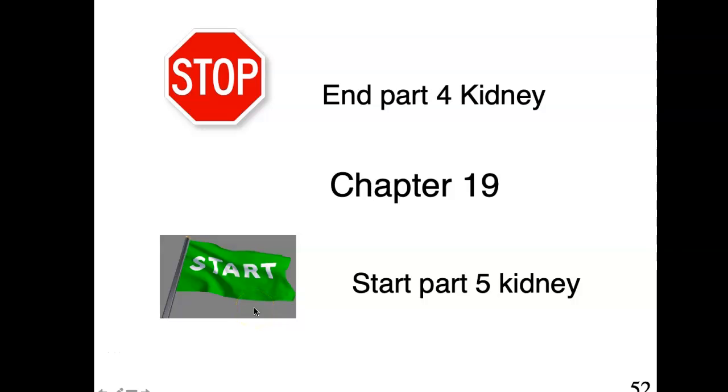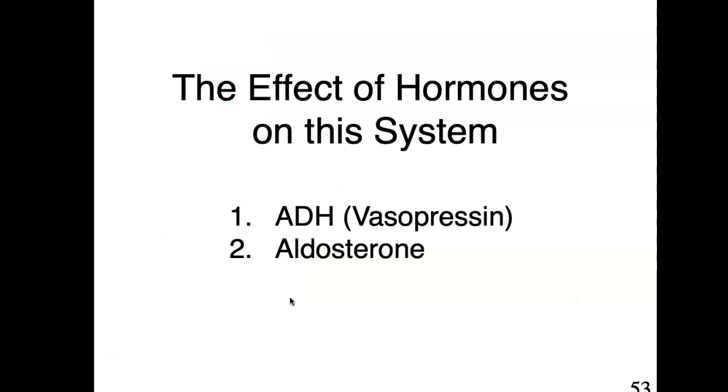Here we go on to part 5 of the kidney. Finishing up. Okay, so I had briefly introduced that we're going to talk now about the effect of hormones on this system. So we've talked about the countercurrent multiplier system and how it makes it very salty in the kidney, and in that way we can reabsorb water in the nephron. Now we want to look at what happens in the distal convoluted tubule and in the collecting duct, because that's where the effect of these hormones is going to occur.